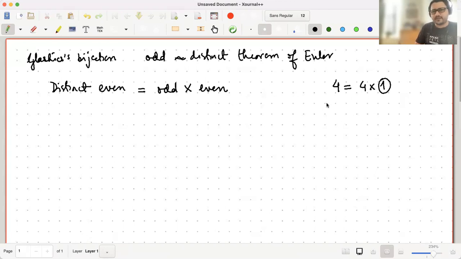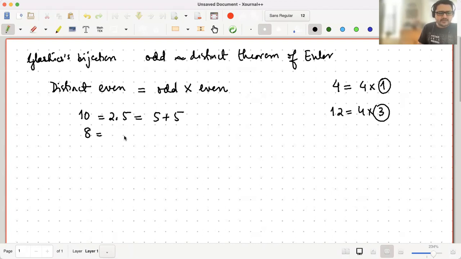Otherwise, 12 is just 4 times 3. So 3 is odd here. So we can always do this, and this actually allows us to break the parts. So for example, let's take the part 10. 10 can be written as 2 times 5, and this allows us to break it into odd parts, 5 plus 5. Suppose we have 8, then 8 is just 8 times 1, and this allows us to break it into odd parts. So that means any distinct part, we can just break it into odd parts.